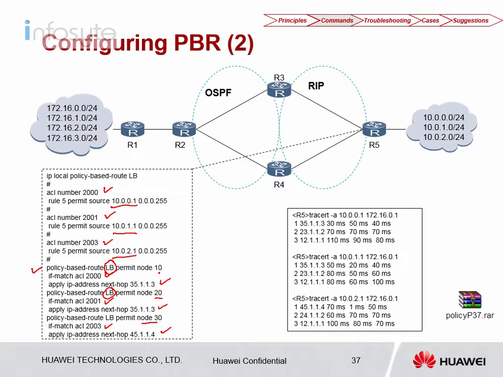Once I configure the policy-based route, I'm going to apply it to my local policy using a command called ip local policy-based-route LB. Once I apply it, I'm going to do a test.